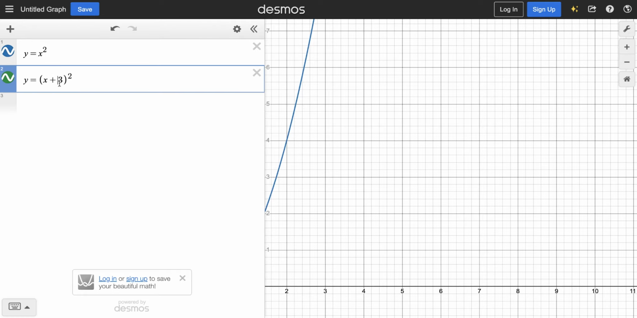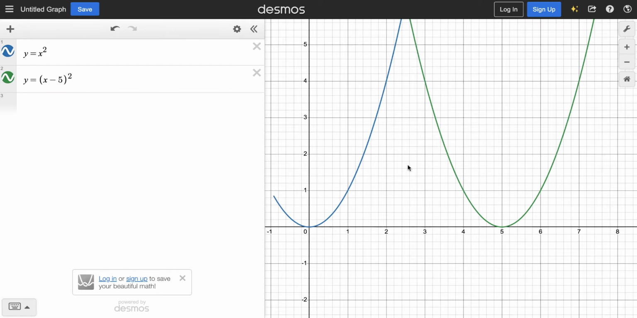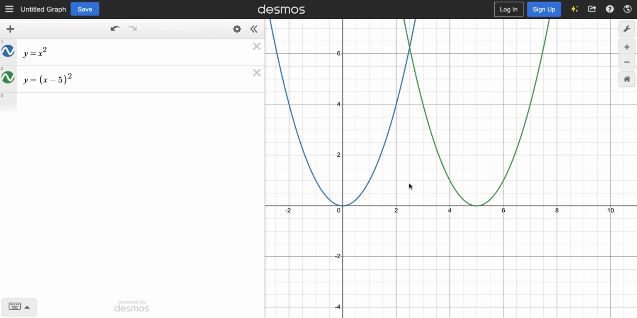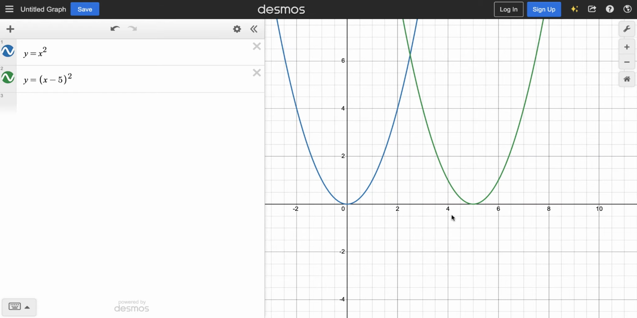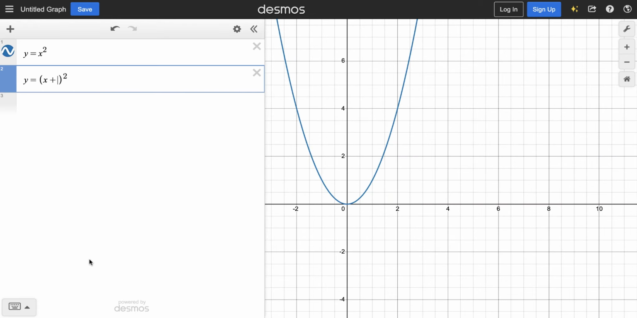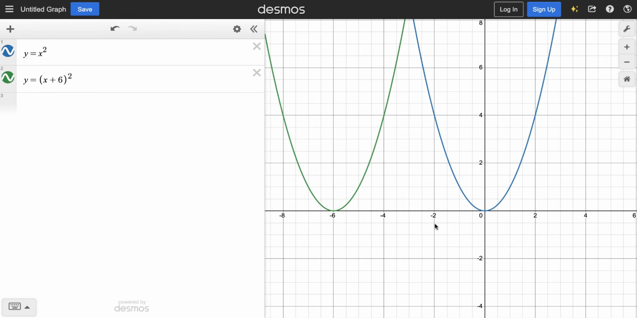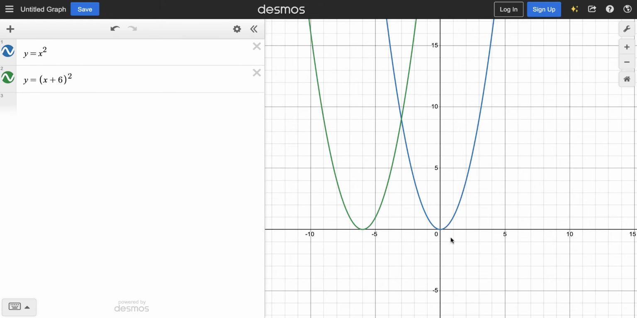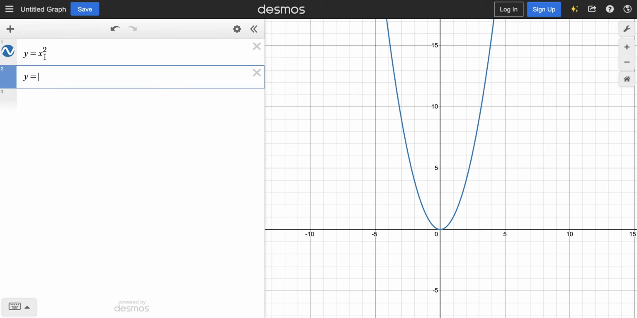So let's say I subtract 5 from this. I'm going to move it 5 units to the right, to the positive side. If I add 6 to it, I'm going to move it to the left 6 units. So those are some basic transformations of functions. And actually, you can have combinations of these.